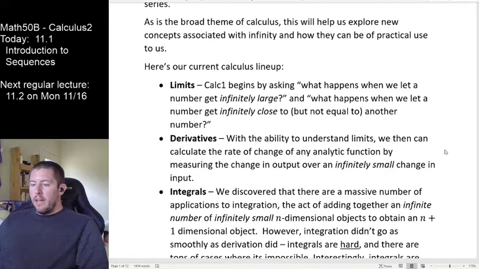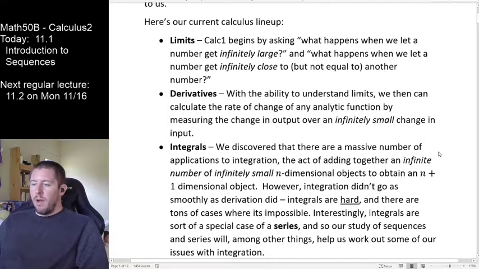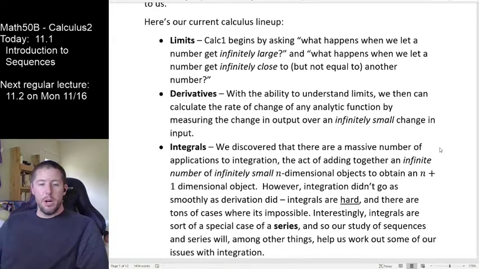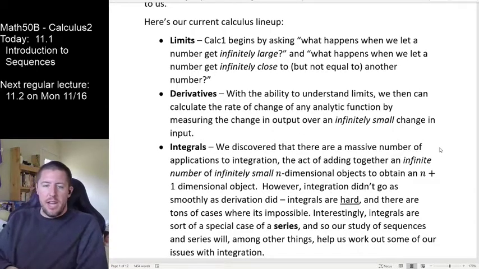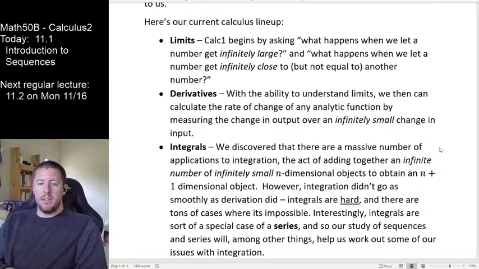Then we upgraded from derivatives to integrals. As we've seen this semester, there is a huge number of applications associated with integration. The act of adding together an infinite number of infinitely small objects. What we've seen, especially in our area and volume cases, is that we can add up an infinite number of infinitely small n-dimensional objects and get an n plus one dimensional object, right?